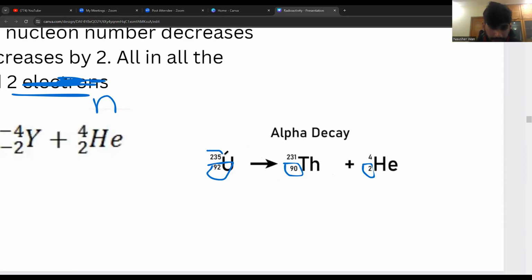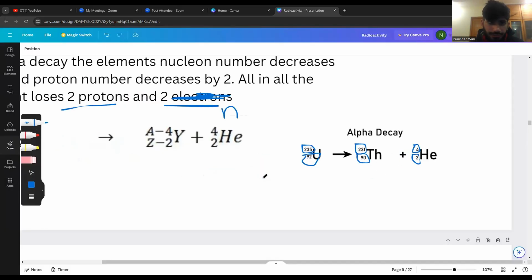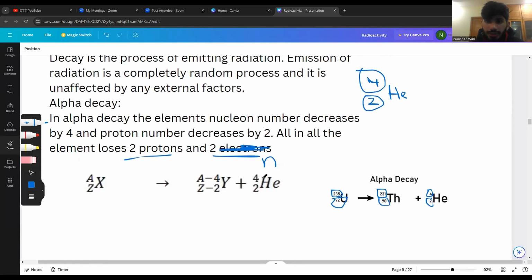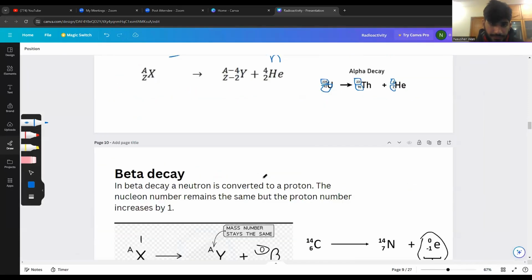If we do the same thing with our mass numbers, you're going to get the same idea. On the left-hand side, we have 235. And on the right-hand side, if we add both of the mass numbers, 231 and 4, you're going to get 235. This is a way to check your answer and to make sure that you actually put the correct numbers inside of this entire equation. So do make sure to check your answers whenever you can.